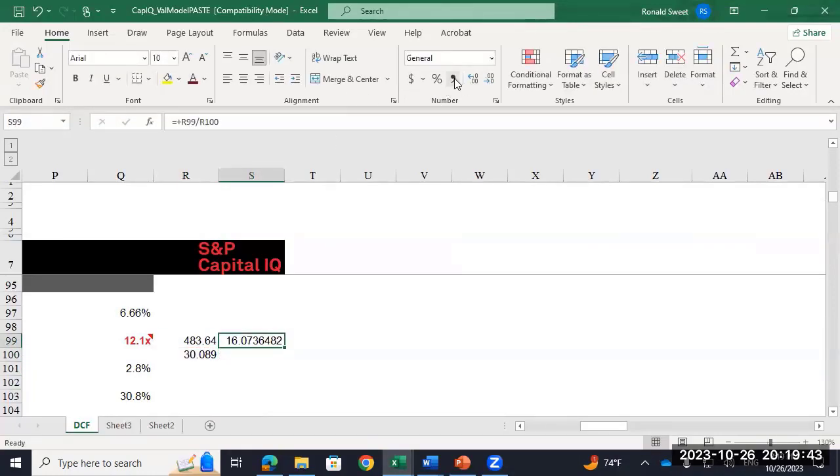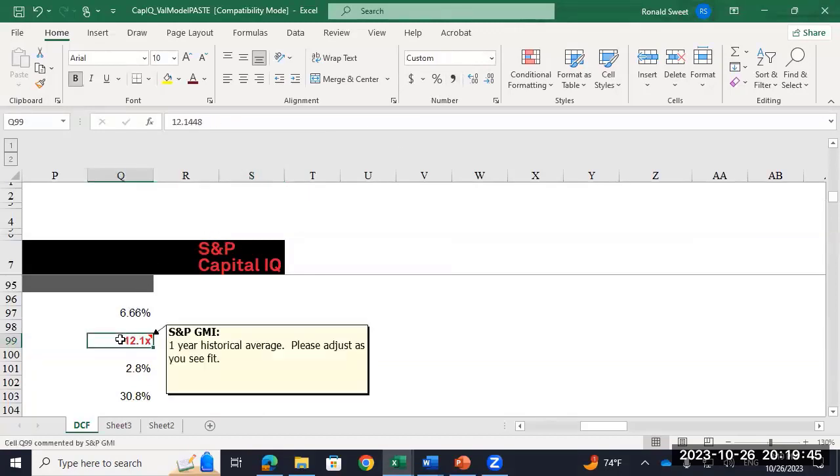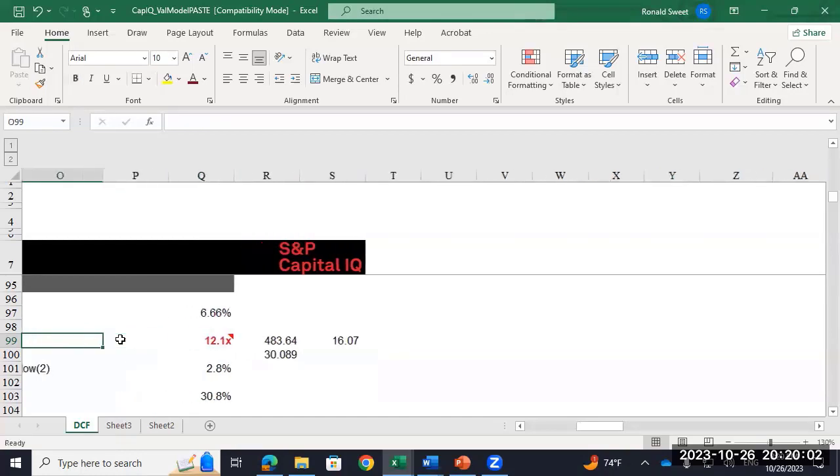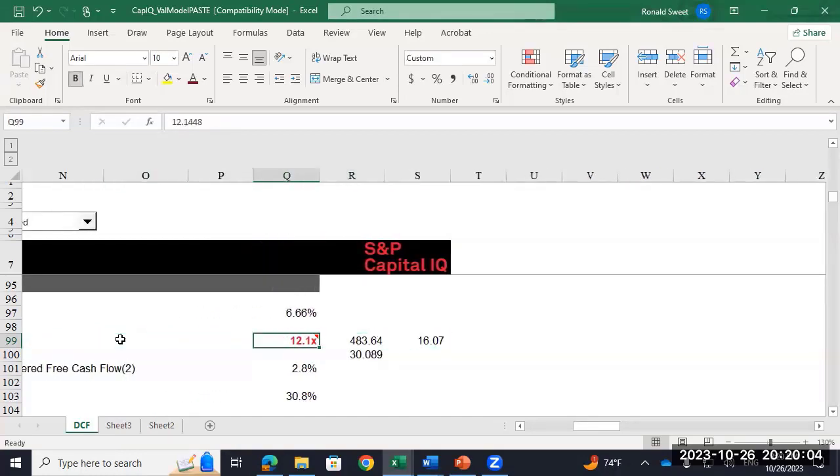It's 16 this last year. They say it's a 1-year historical average. I don't know what 1-year average means. They take 1 year and divide by 1. That's a pretty easy calculation to do. So I don't know exactly what they mean by that. But anyway, their current is 16, but when we do 7, we're going to come up with what we think the target should be. Not what it is currently, what we think the long-term number is going to be.